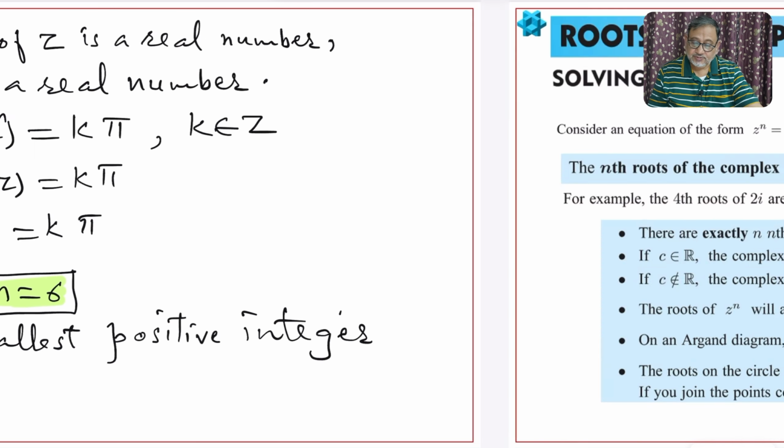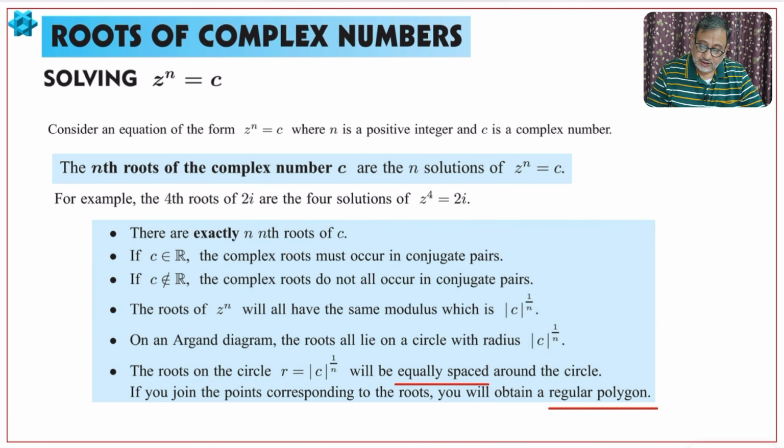Let us see the next part. The next part says roots of complex number. This is also an important part. Solving z to the power n is equal to c. Consider an equation of the form z to the power n is equal to c, where n is a positive integer and c is a complex number.